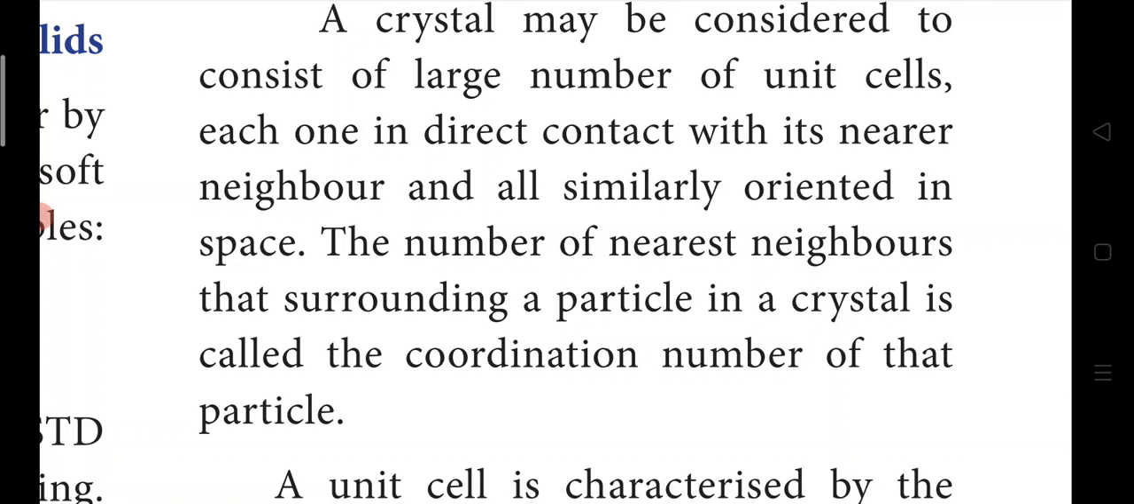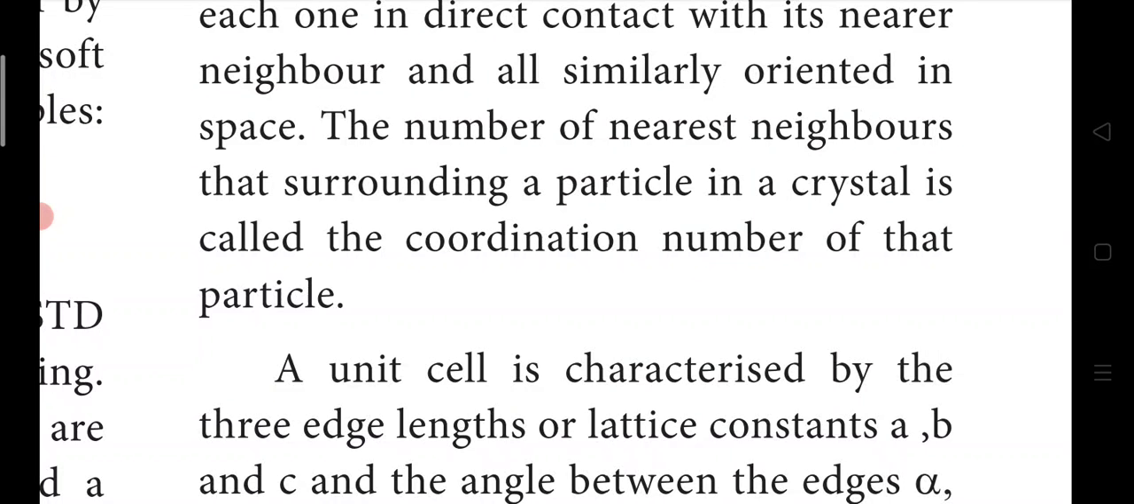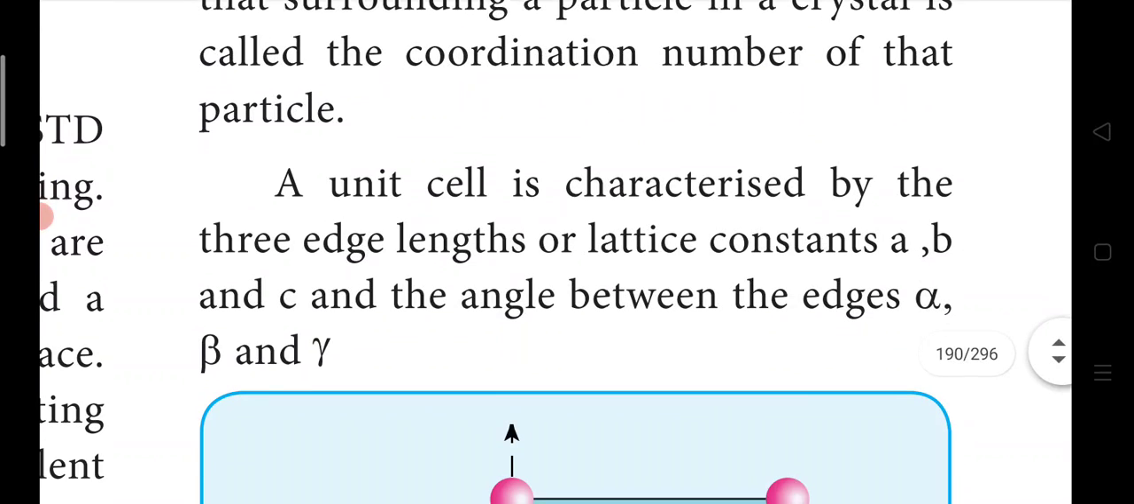The number of nearest neighbors surrounding a particle in a crystal, we call the coordination number of that particle. So, 2 marks. The number of nearest neighbor atoms. In a unit cell, how many atoms are surrounding one atom, that is what we call the coordination number of that particle.